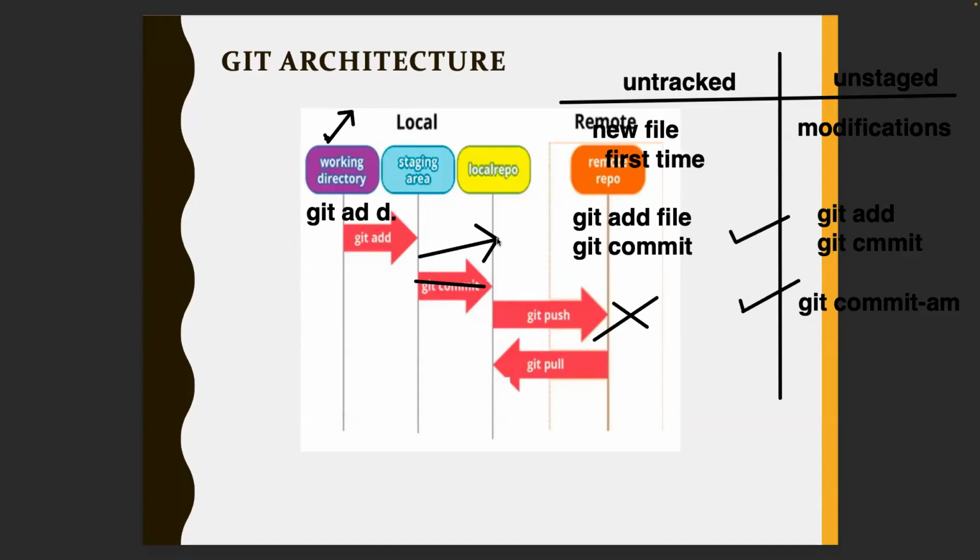This is like git add dot. We have n number of files we can add, right? You want to add all the files in the working directory, all means git add dot. If you want to add each file one by one, git add file one, file two, you can mention those file names there.